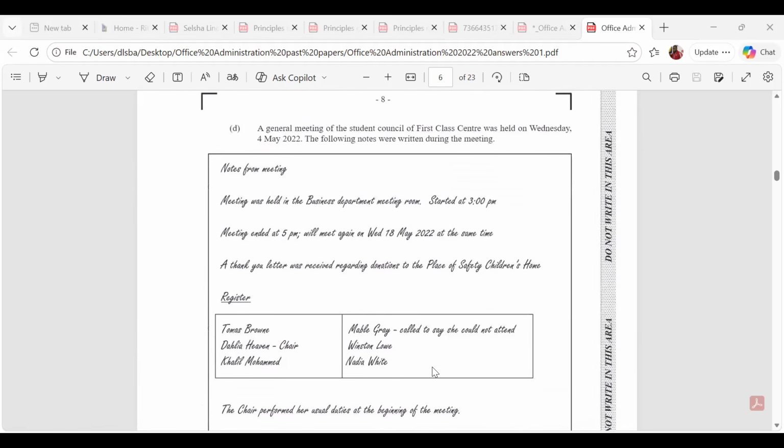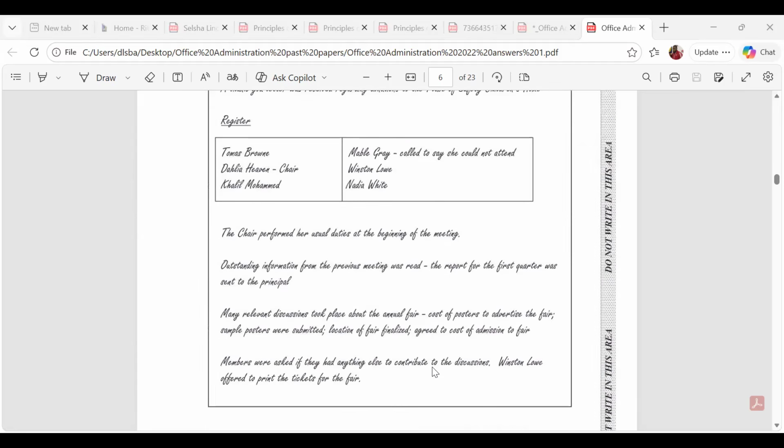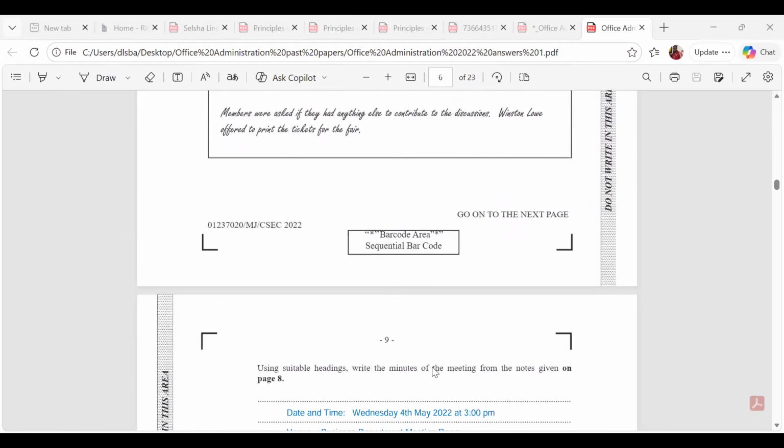A general meeting of the student council of first class center was held on Wednesday, the 4th of May, 2022. The following notes were written during the meeting. So there's the information they took down. Let's see what they're asking it to do.